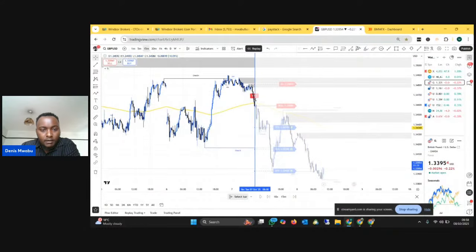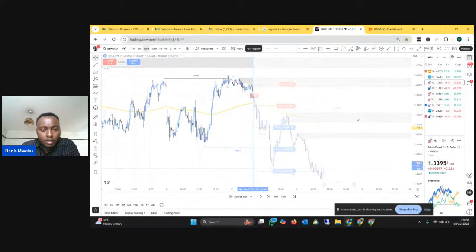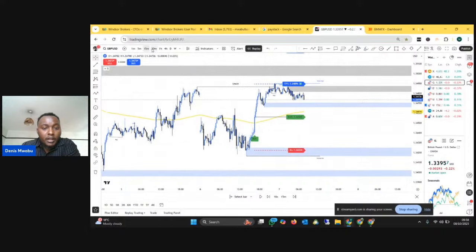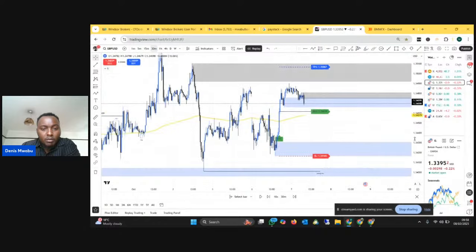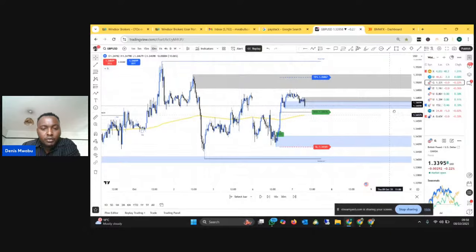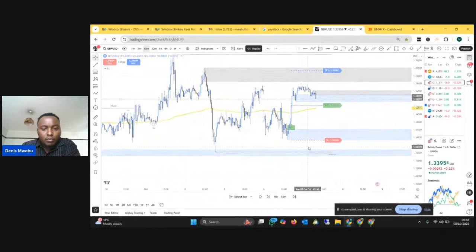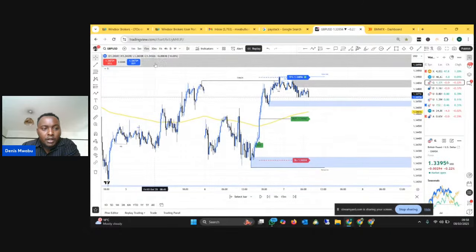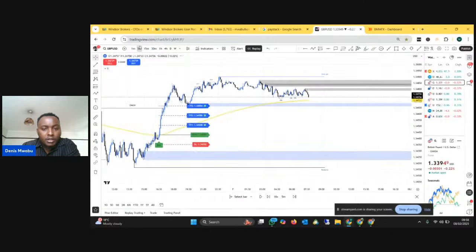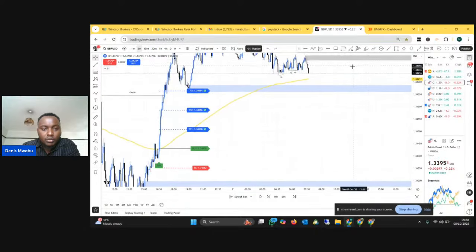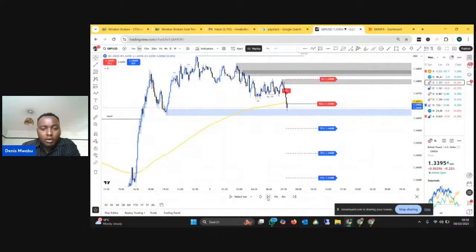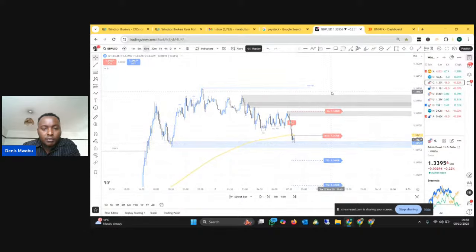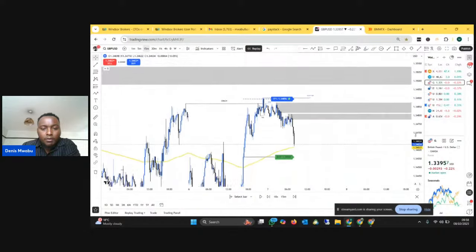So anytime you see a supply and demand zone, all right, and then, for example here, anytime you see a supply and demand zone that has been captured, and then BMM gives you a sell, that will be a high probability trade. For example, here we had supply and demand zones, and then we had BMM giving us a sell after price. The good one is here on 15 minutes.